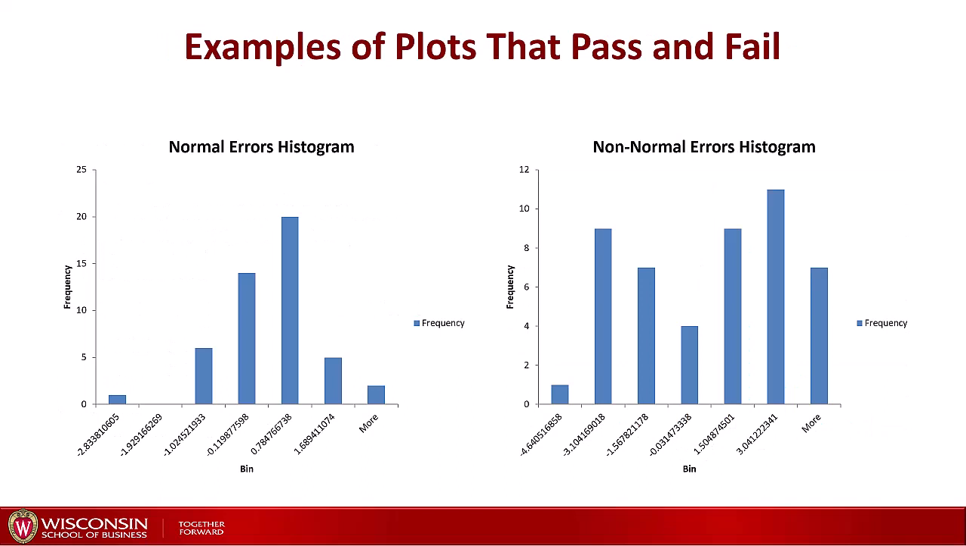Here we have two histograms of the residuals. We can see that on the left it's roughly bell-shaped, around 0. So it passes the assumption that the errors are normally distributed. We cannot reject this hypothesis. However, on the right, it doesn't look like it's bell-shaped, so we would reject the assumption that the errors are normally distributed.